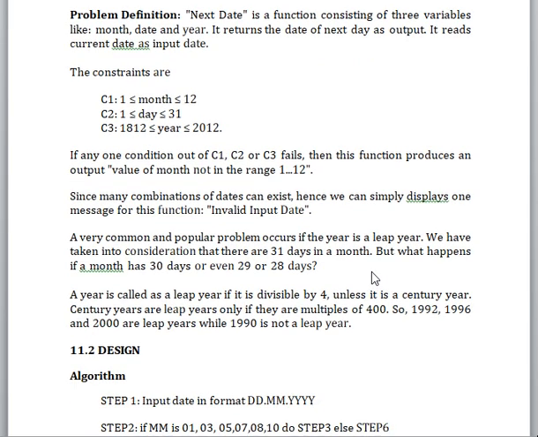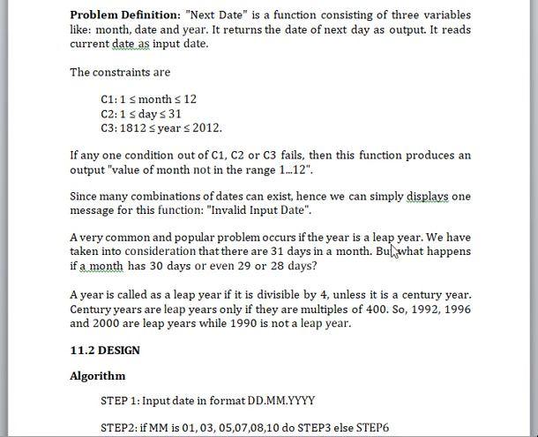A very common and popular problem occurs if the year is a leap year. We have taken into consideration that there are 31 days in a month, but what happens if a month has 30 days, or even 29 or 28 days? A year is called a leap year if it is divisible by 4, unless it is a century year. Century years are leap years only if they are multiples of 400. So 1992, 1996 and 2000 are leap years, while 1990 is not a leap year.